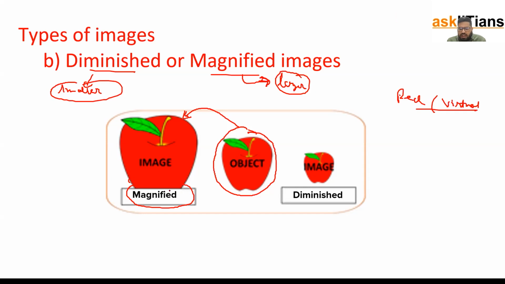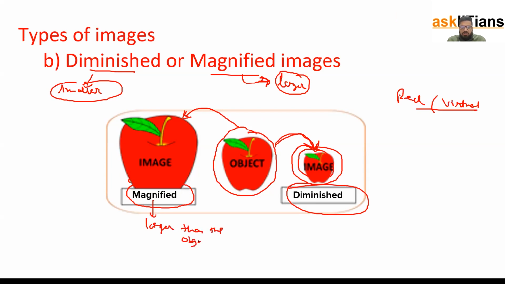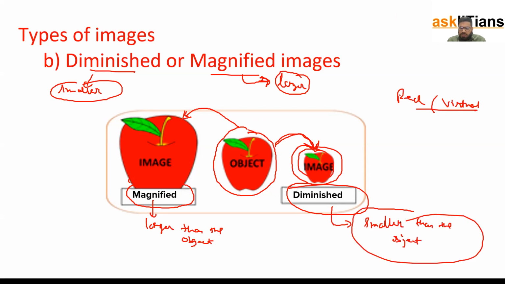Clear? And in the right part, if you see, the image of this apple is forming as a smaller image. Yes or no? This is of a size smaller than that of the object. So whenever the image formed is of a smaller size than the object, it is known to be diminished. So we use the word magnified for an image larger than the object, and we use the word diminished for an image smaller than the object. Magnified means larger than the object in size, and diminished means smaller than the object.